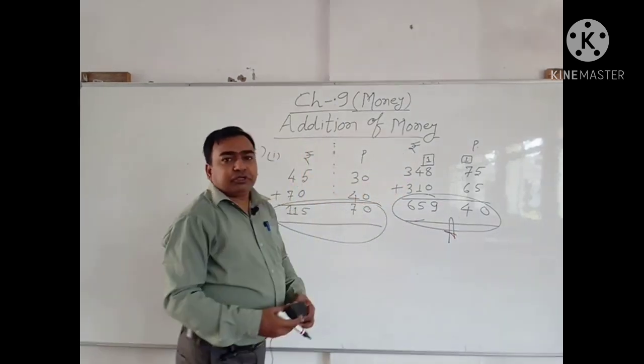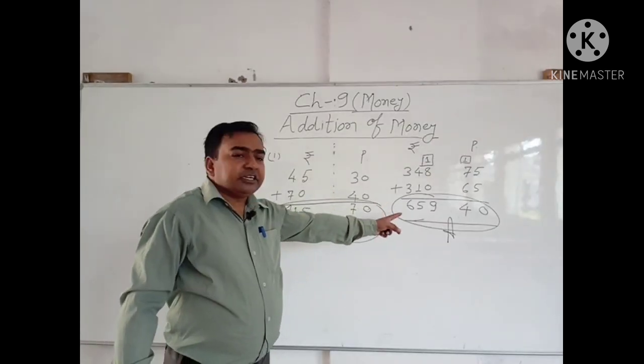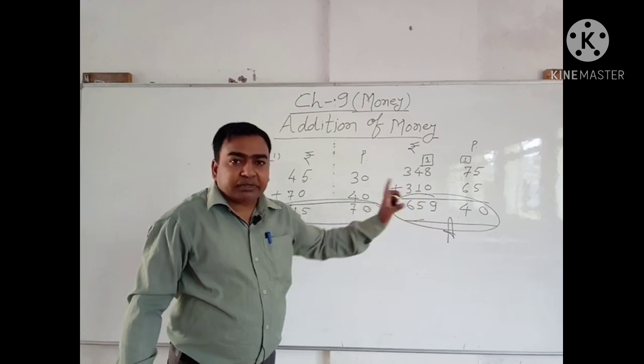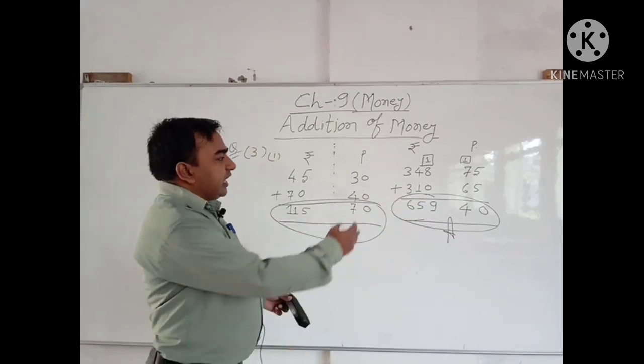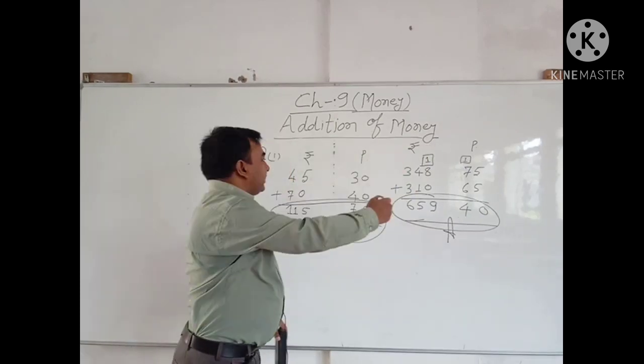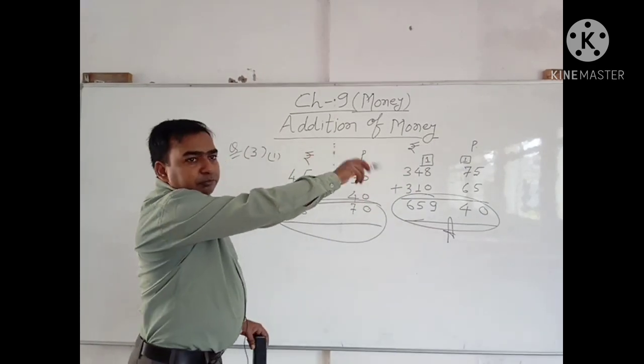Okay. हम लोग इसको कैसे रीड करेंगे? 659 रुपीज 40 पैसे एक साथ. अगर रुपीज और पैसे दोनों में है तो ऐसे करेंगे. ठीक है. ये अलग अलग क्वेश्चन है. ये पूरा एक कंप्लीट क्वेश्चन है.